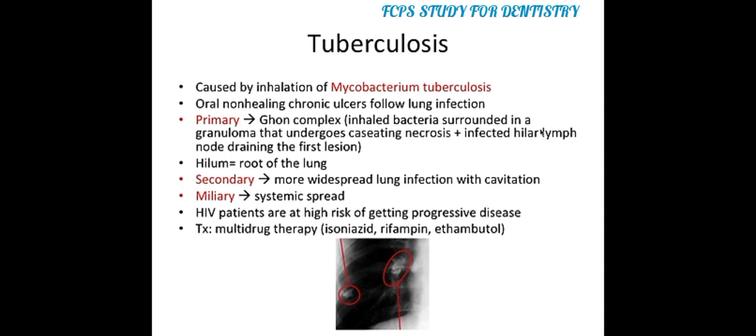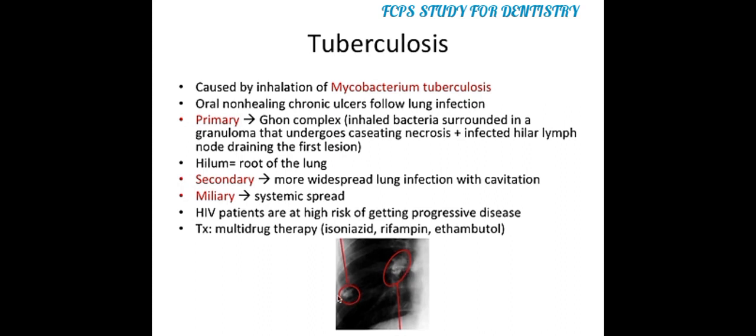So the hilum is referring to the root of the lung. So you can imagine if this is our lung with all the air here, this is about where the hilum would be, the root where it connects to the bronchi and the bronchioles and all that in the center towards the spine. So the hilar lymph nodes are located right close to this root of the lung.